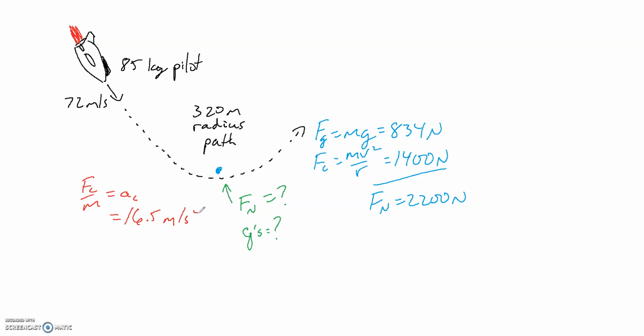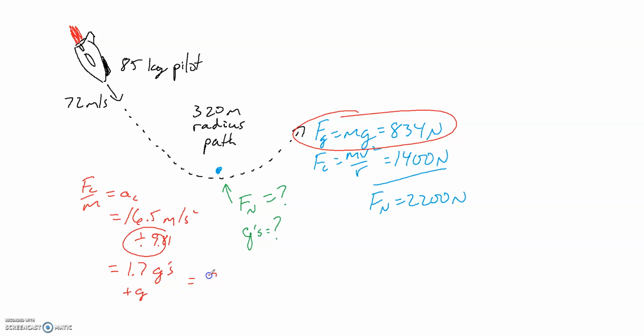Okay, now if I just convert this into G's, all I have to do is divide by 9.81, and this is, give or take, about 1.7 G's. So he's experiencing 1.7 G's just to swoop and do the circular motion component. But there's also the force of gravity that he has to balance out. So the seat is also pushing up with 1 G just to cancel out the force of gravity. So I'm going to add another G for that, and altogether you're looking at around 2.7 G's.